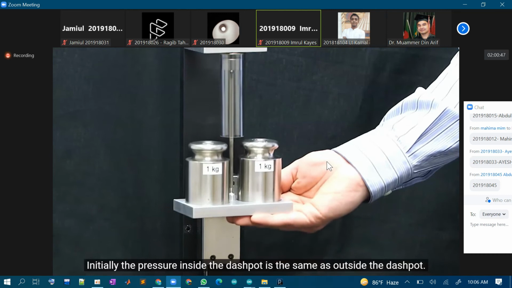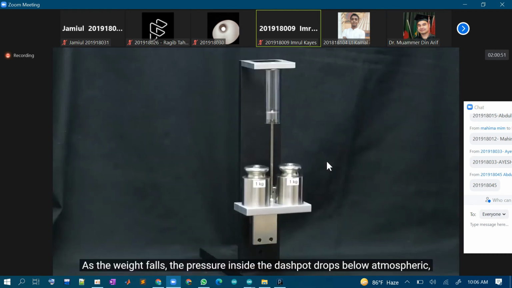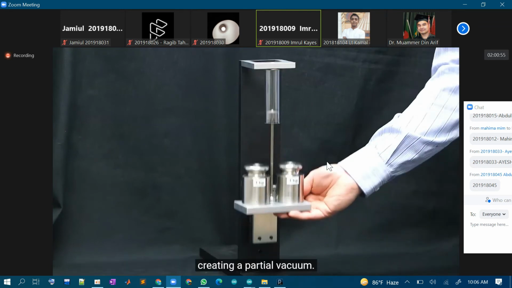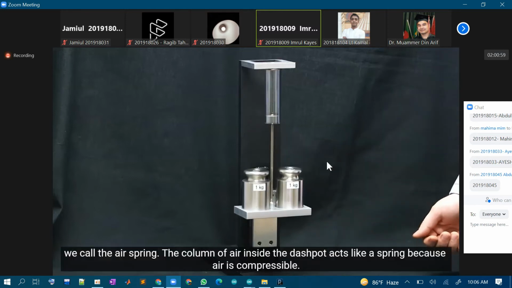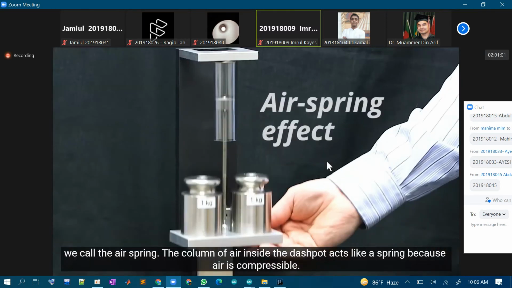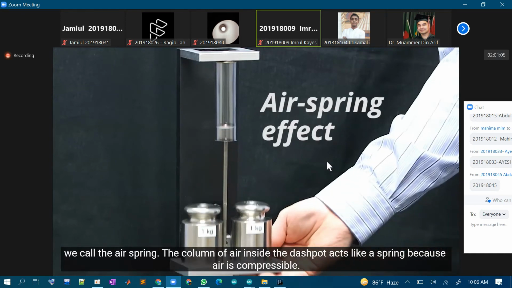Initially, the pressure inside the dashpot is the same as outside the dashpot. As the weight falls, the pressure inside the dashpot drops below atmospheric, creating a partial vacuum. Now, let's look at an effect we call the air spring. The column of air inside the dashpot acts like a spring because air is compressible.